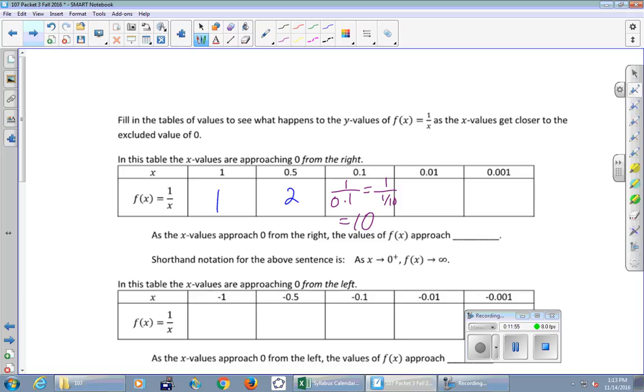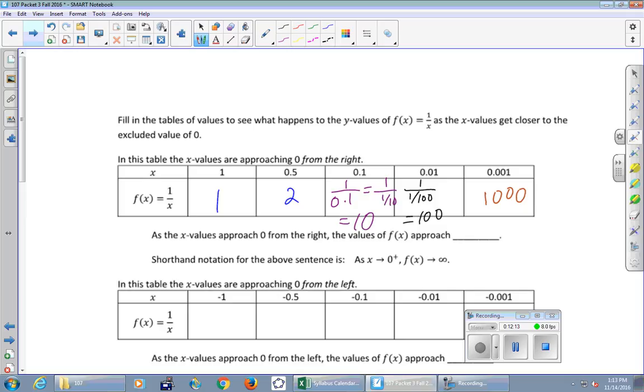For the next one, I've got 1 over 100th, which I'm going to choose to write as a fraction, not a decimal. What is it? This is 100. 1 over 1,000th is 1,000.